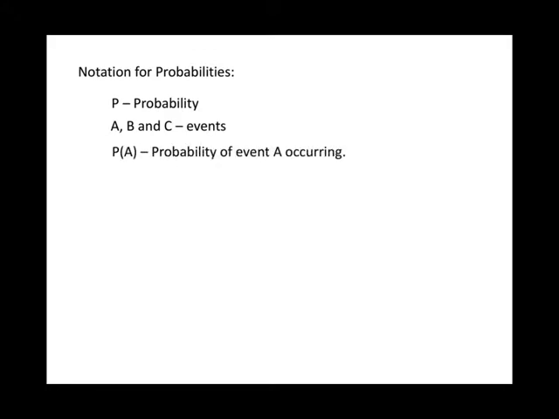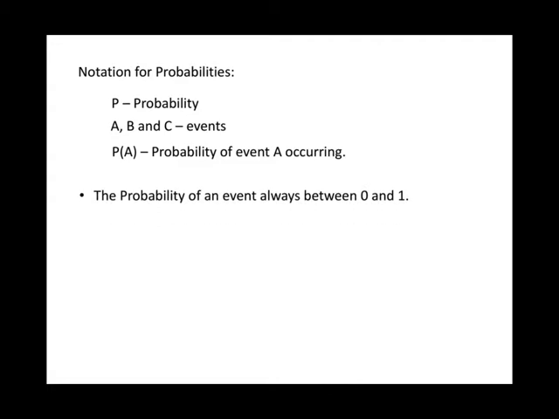Notation for probabilities: we use P to stand for the probability, and then we can let the event be A, event B, or event C. P of A means the probability of the event A occurring.